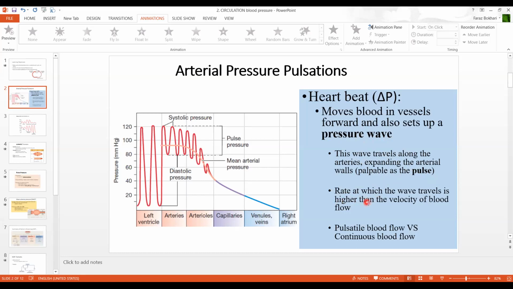Just a little physics again. The pressure wave in the wall precedes the actual blood flow. So the blood flow is just a tad bit behind the pressure wave itself. So the pressure wave hits a point of circulation first, then comes the tsunami, if you want to make that concept, the blood flow, right after the pressure wave has hit that point in circulation.